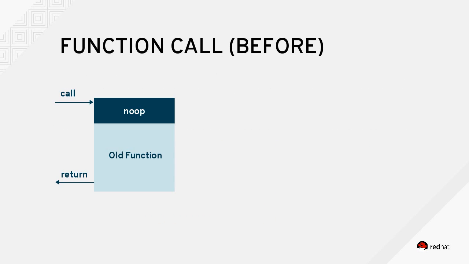This diagram illustrates the process. Before the live patch is applied, there is just the old function with the first instruction being a no-op. This no-op is inserted by the compiler at build time as a hook for ftrace.